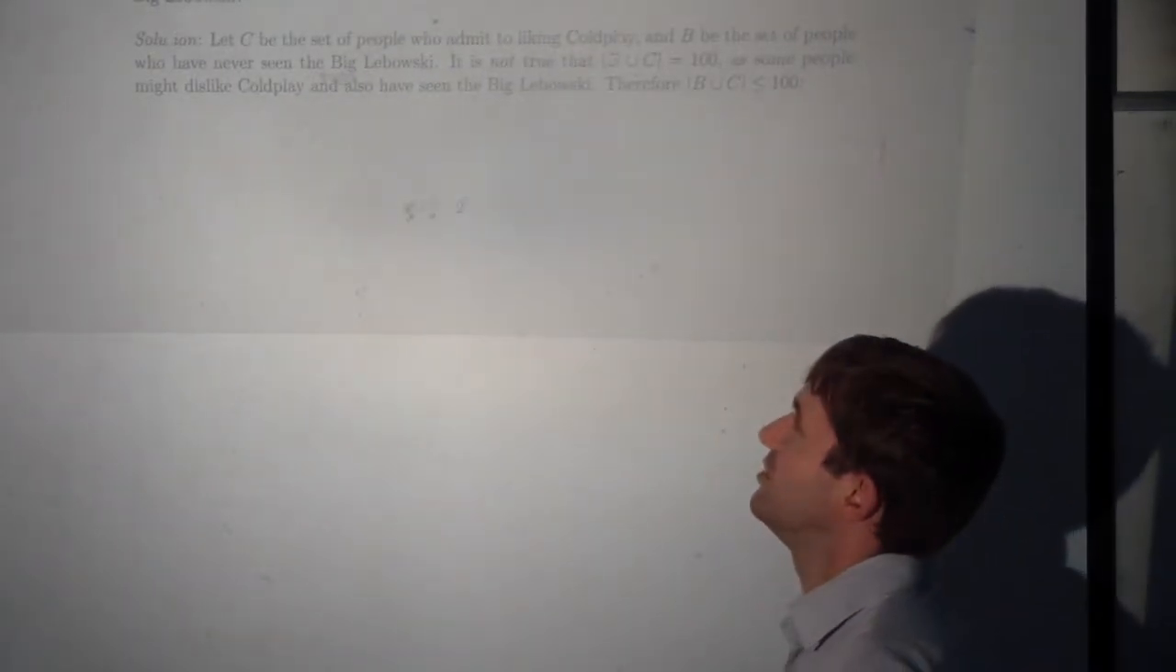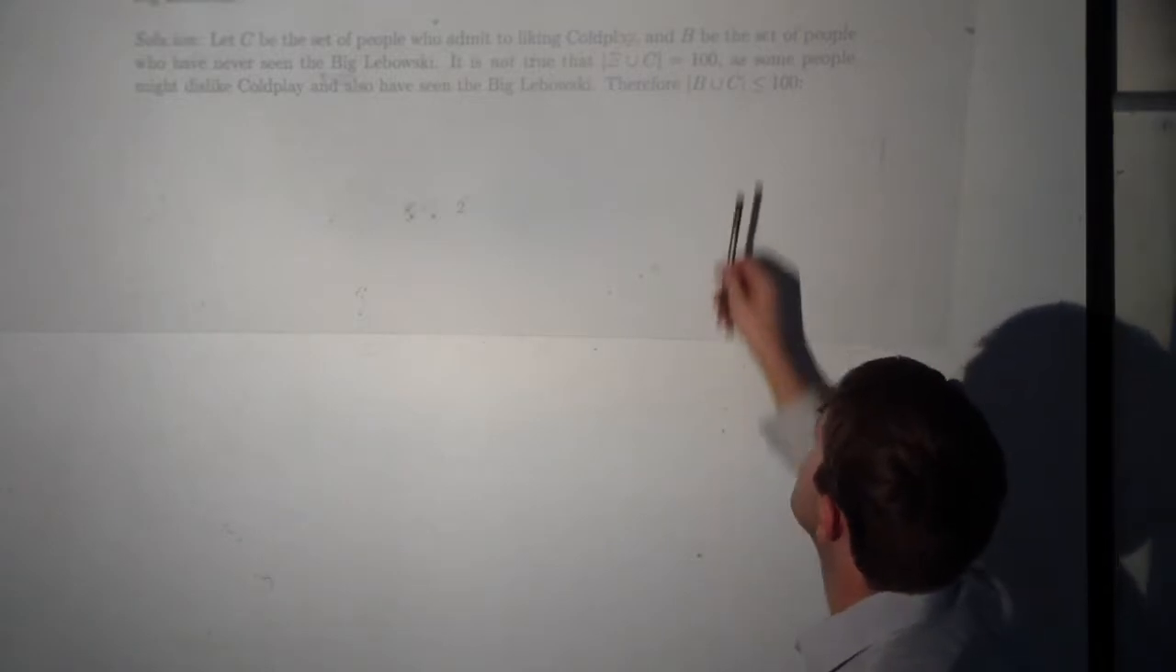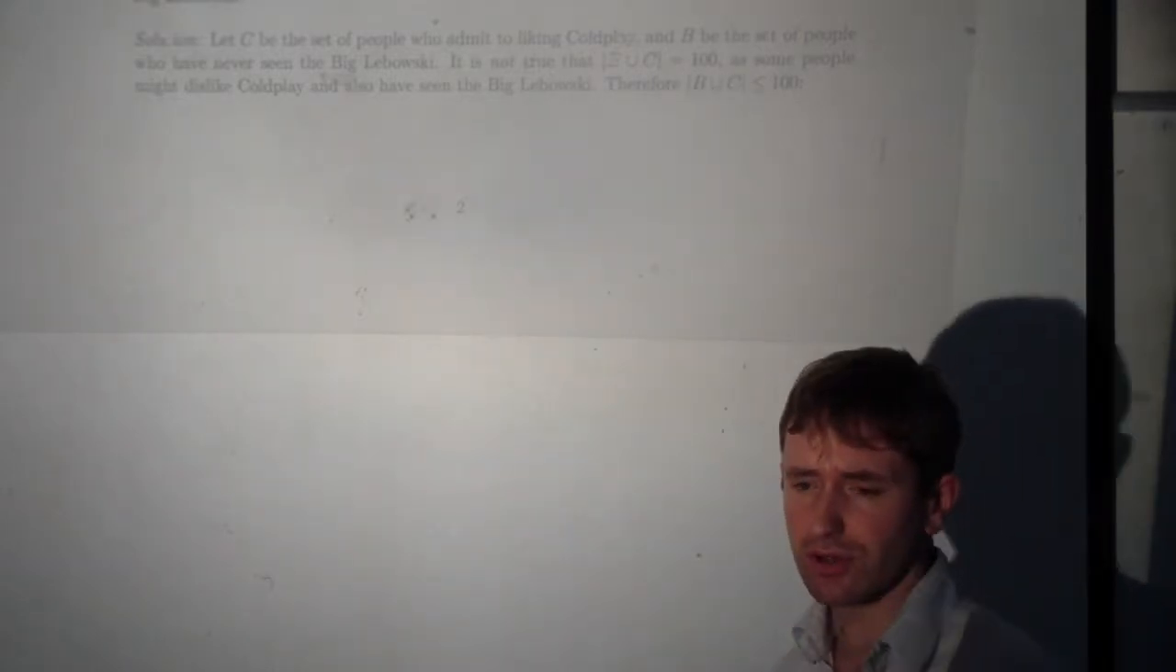So again, we use sets to set us up. So set C be the set of people who admit to liking Coldplay, and B be the set of people who've never seen The Big Lebowski. It's not true that we've got 100 here. Some people might dislike both. We do know that this is less than or equal to 100 though. So what we can say is something like this.